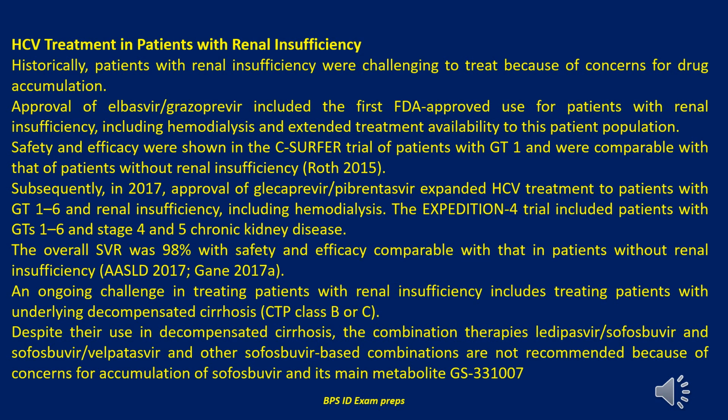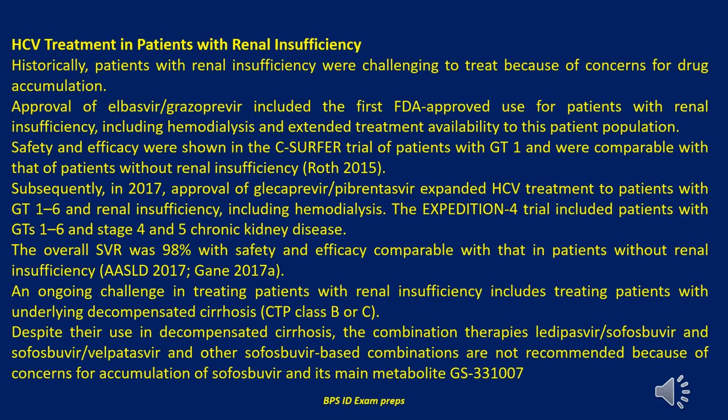Historically, patients with renal insufficiency were challenging to treat because of concerns for drug accumulation. Approval of elbasvir plus grazoprevir included the first FDA-approved use for patients with renal insufficiency, including hemodialysis, and extended treatment availability to this patient population. Safety and efficacy were shown in the C-SURFER trial of patients with genotype 1 and were comparable with that of patients without renal insufficiency, according to Roth 2015.